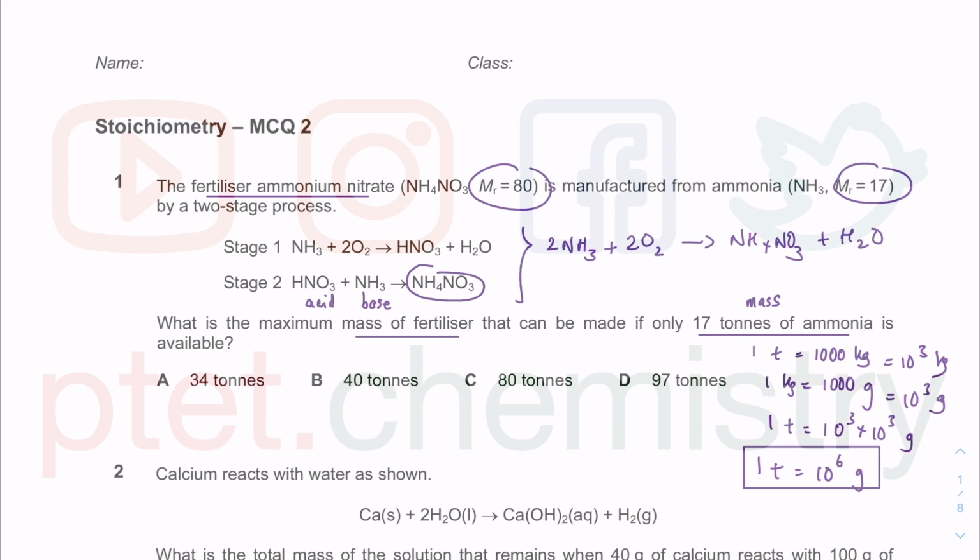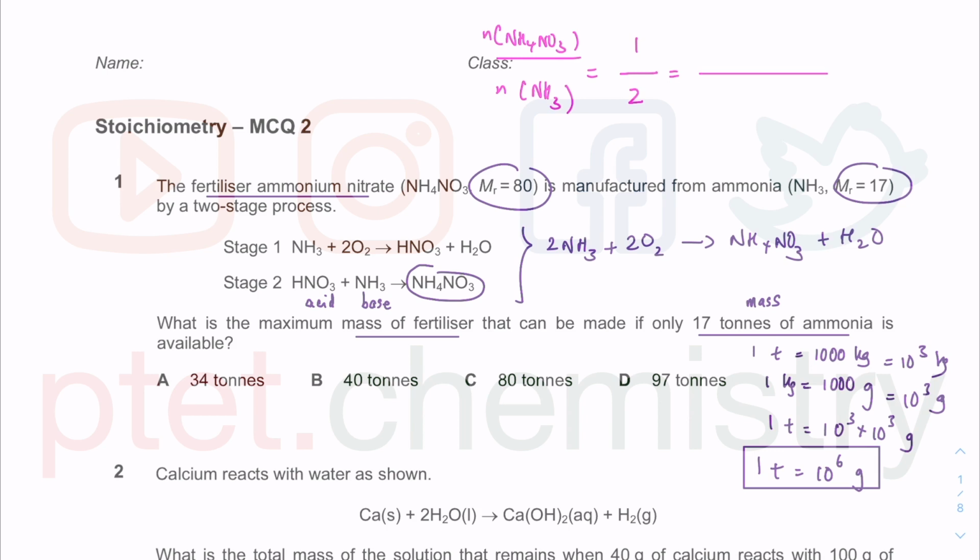Now I can see it's not just 1 mole of ammonia, because the second step also uses another mole of ammonia. I have 17 tons of ammonia available. I want to know the maximum mass of fertilizer that I can get out of it. So my mole of ammonium nitrate as my fertilizer over my mole of NH3, which I have made available as my reactant: 1 mole of ammonium nitrate from 2 moles of ammonia, with 1 mole of ammonium nitrate on top, from the balanced equation.